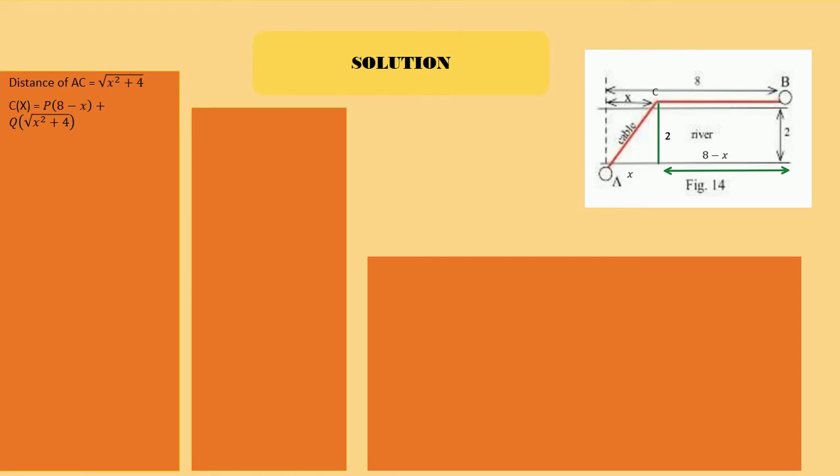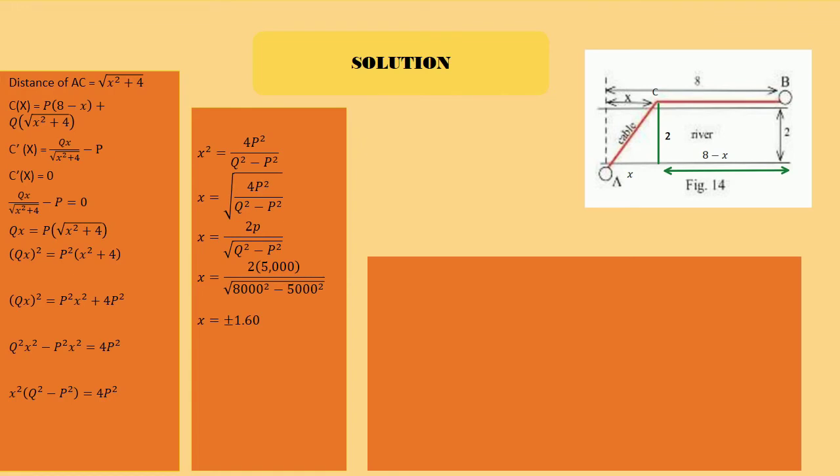Next, I will make the equation for the total cost. Cost is equal to P multiplied by 8 minus x plus Q multiplied by square root of x squared plus 4. P is the cost per mile to lay the cable on land, while Q is the cost per mile to lay the cable across the river. 8 minus x is the distance between C to B, while square root of x squared plus 4 is the distance of AC.